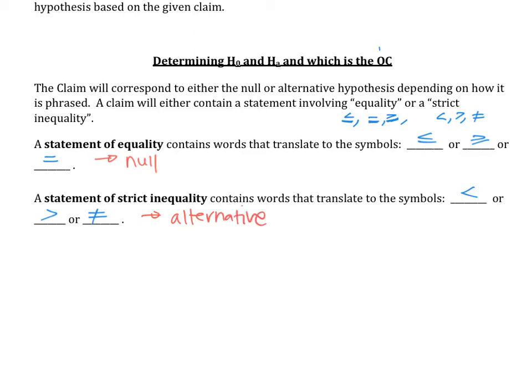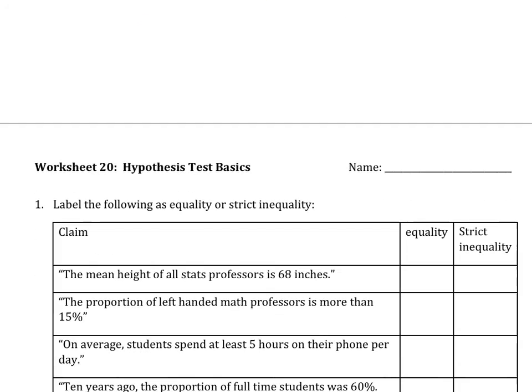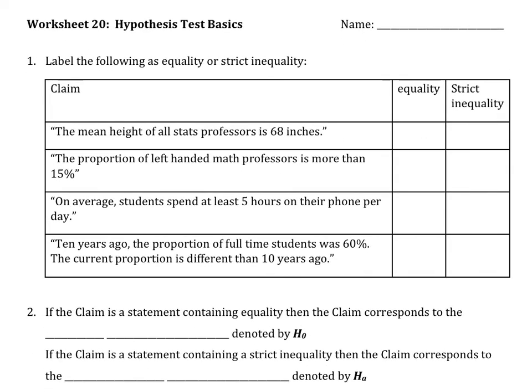All right, let's look at the next question, number 1. Let's look at the first statement. The mean height of all stat professors is 68 inches. Well, it says is equal to something. So they're saying is equal to, right? So I'm looking at that, so it has to be an equality statement. The second statement says the proportion of left-handed math professors is more than 15%. Okay, here it's more than, so that means it has to be bigger than 15%. So that'll be a strict inequality, more than.